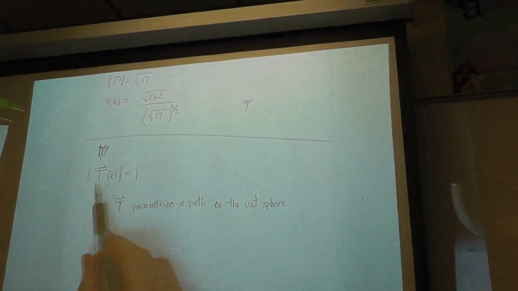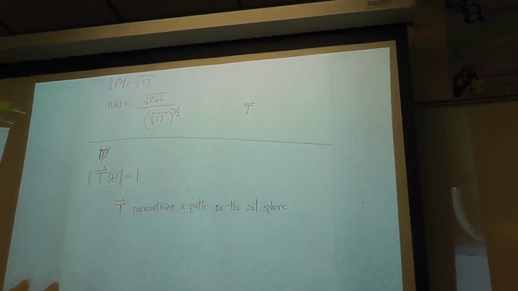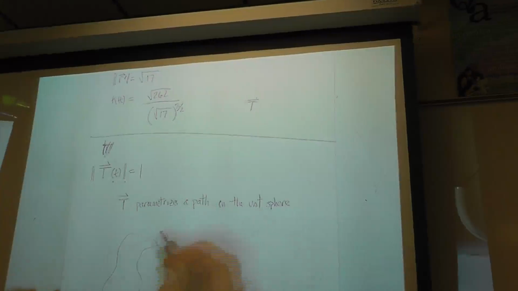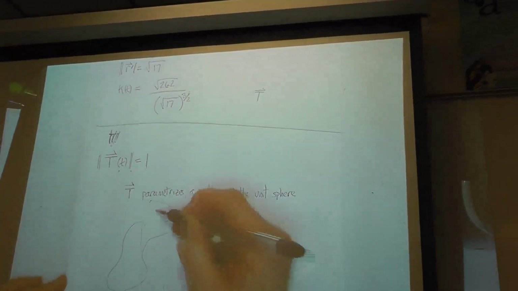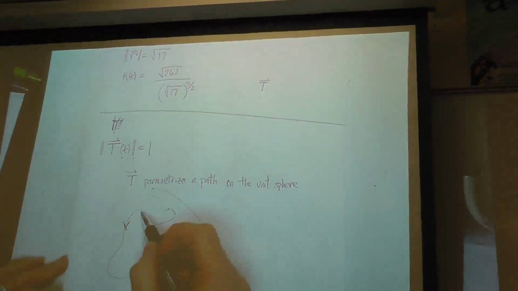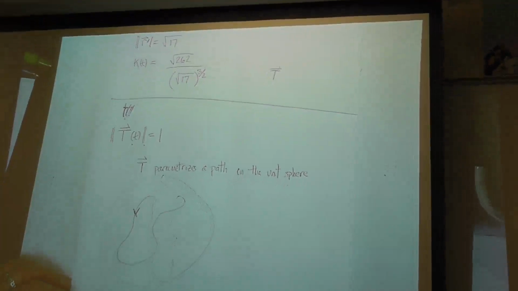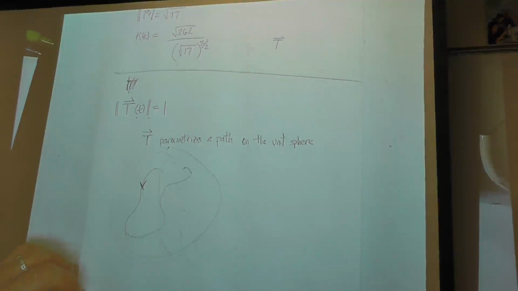Because T always has magnitude 1. So whatever T is doing, I've got this nice sphere, and T is a path that's always sitting on it. Okay? Any questions here?